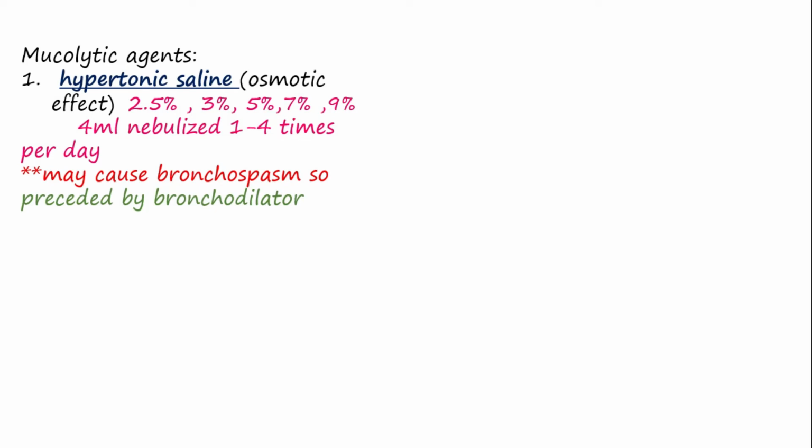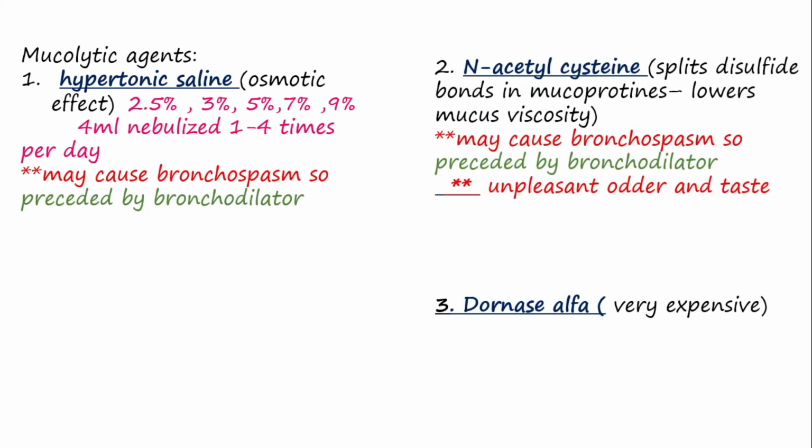There are 2 other options you can use, like N-acetylcysteine, which splits disulfide bonds in mucoproteins and lowers mucus viscosity. N-acetylcysteine also causes bronchospasm and needs to be preceded by a bronchodilator. And it's not used very much in practice because it has an unpleasant odor and taste. The last choice, which is the better choice, is Dornase alpha, but it's the last choice because it's very expensive and it's not available in many countries.